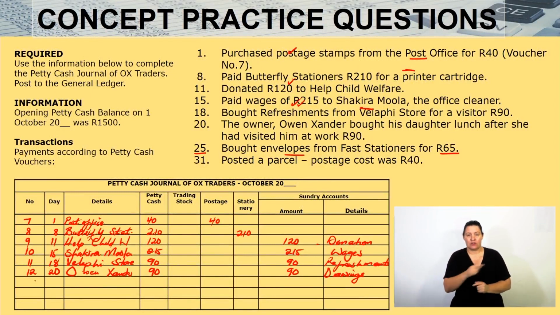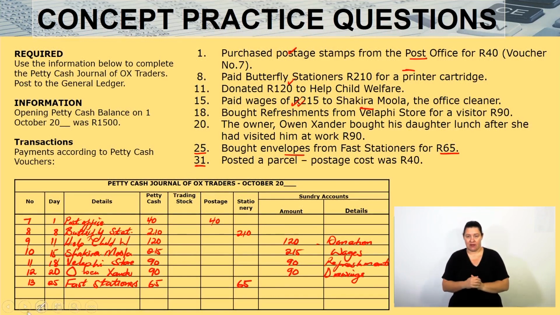So we're coming here, the number is going to be 13, and the day is the 25th. And we're going to say Fast Stationers. Fast Stationers. And then we have paid 65. And that 65 will now come under your stationery, 65. All right, let's quickly now go to the last one.